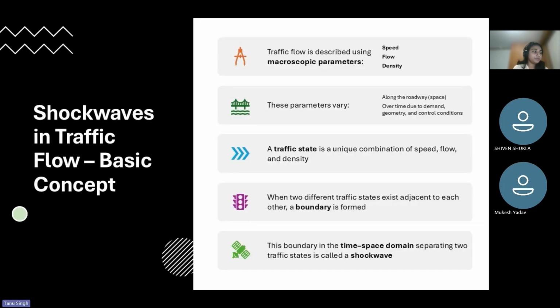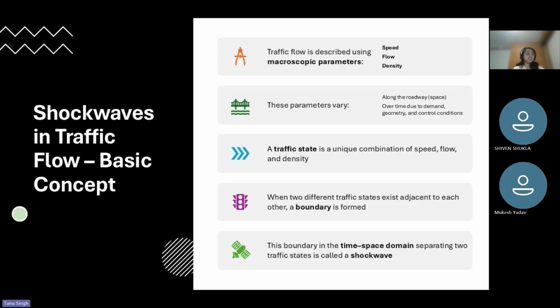In week 3, we mainly focused on shock waves in traffic flow, starting with the basic concepts. Traffic flow, as we discussed in the previous week, is described based on three macroscopic parameters: speed, flow, and density. These parameters do not remain constant. They change over a roadway or over time.